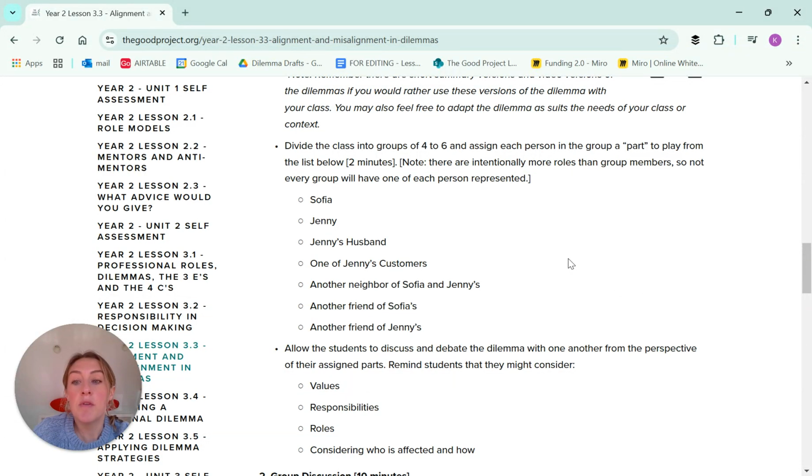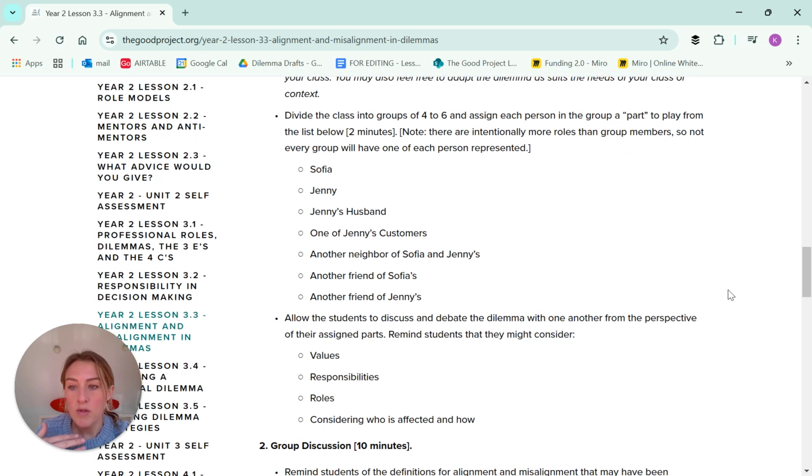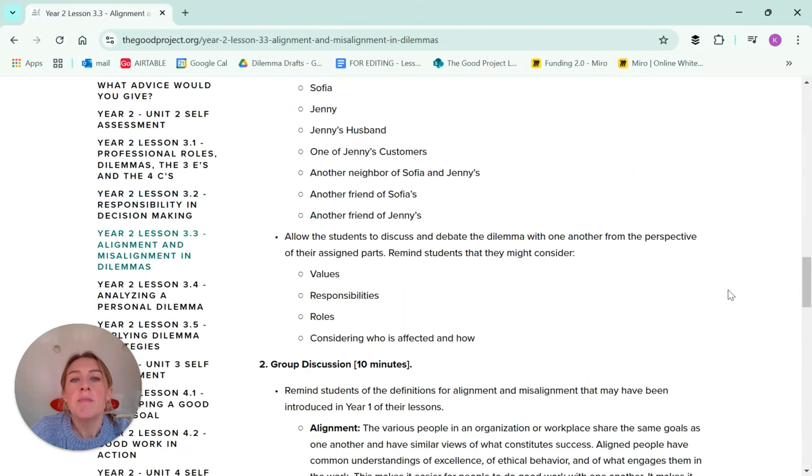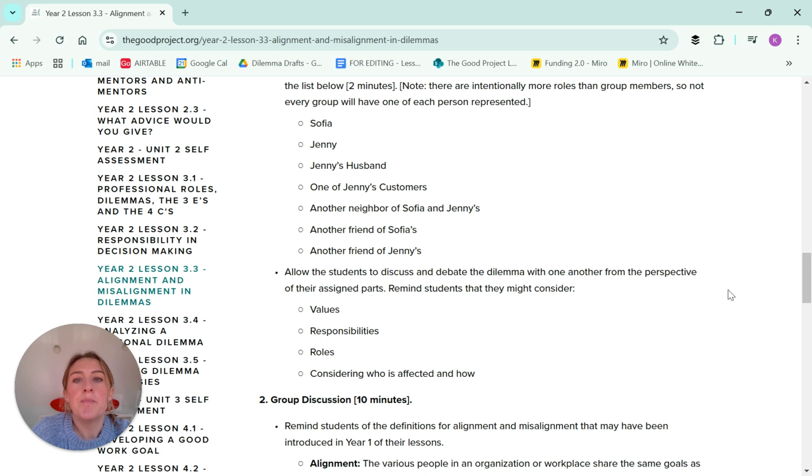After students are able to review the dilemma, you're going to divide the class into groups of 4 to 6 students, and each person in the group is going to be assigned a part to play from the list below. There's more roles available here in this list of Sophia, Jenny's husband, the customers, etc., than there are students in the group, and that's done intentionally so that not every group has the same exact roles represented.